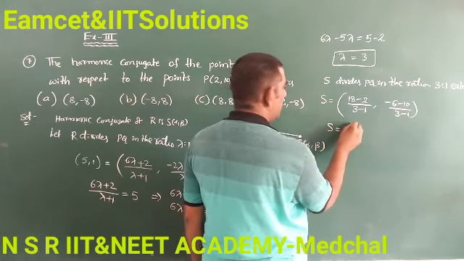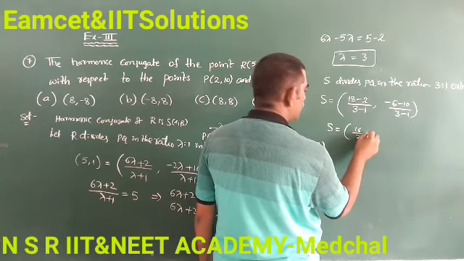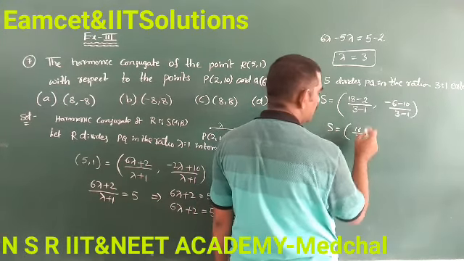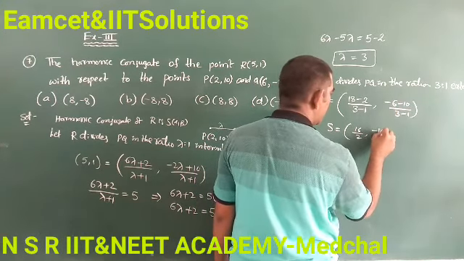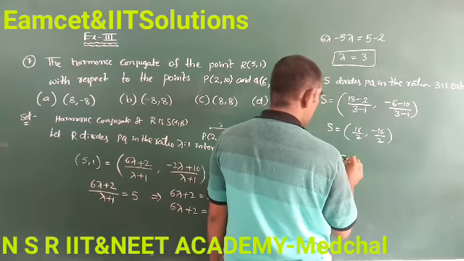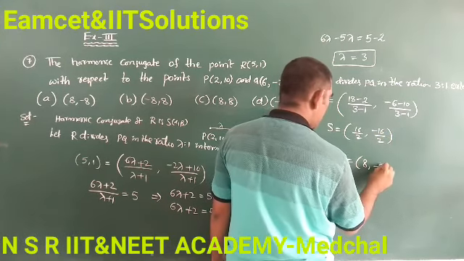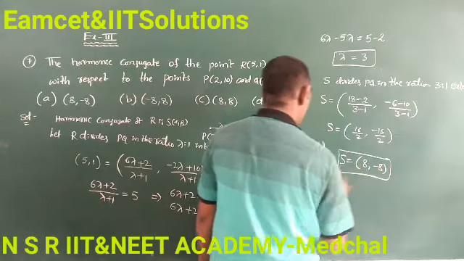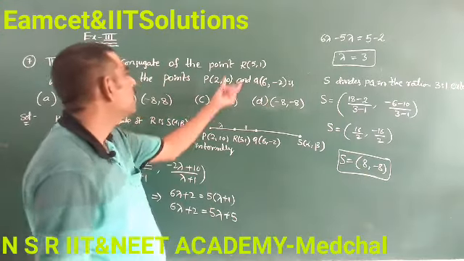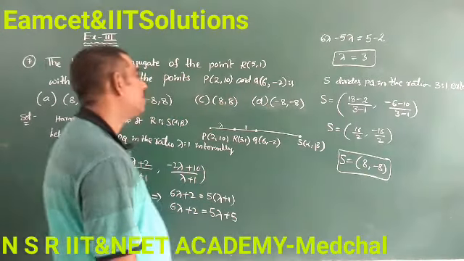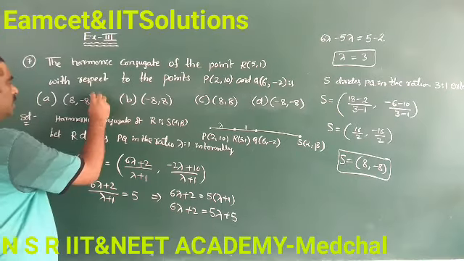So 18 minus 2 is 16, 3 minus 1 is 2, and minus 6 minus 10 is minus 16, by 2. So S is equal to (8, minus 8). The harmonic conjugate of R is (8, minus 8). So our answer is A.